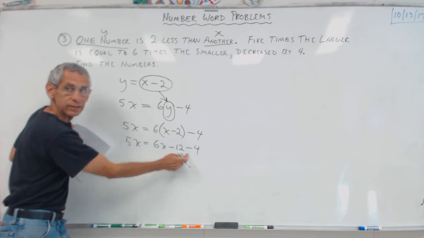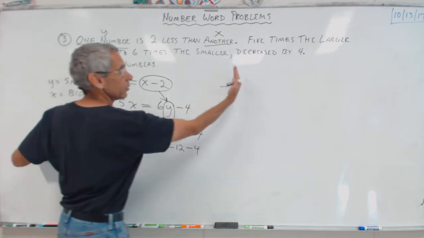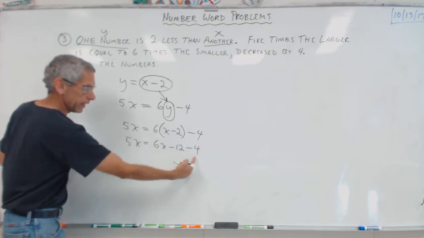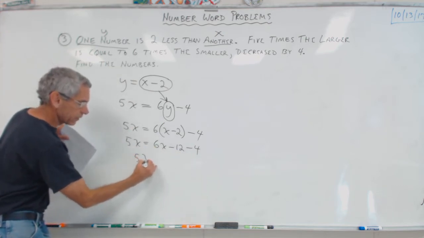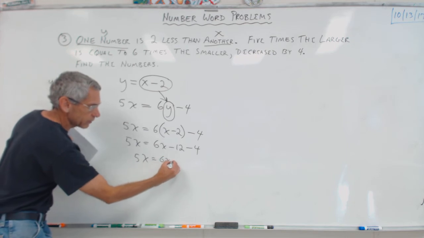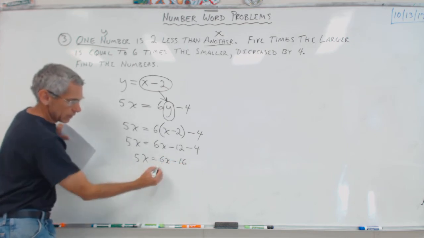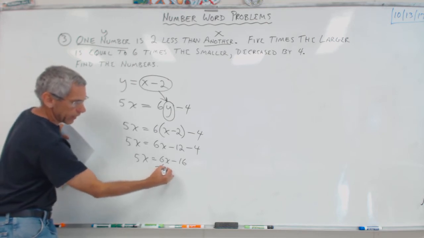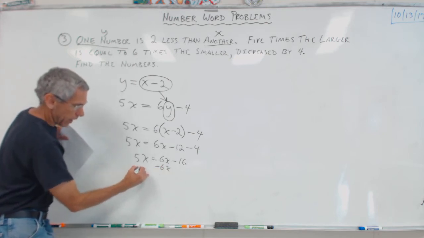If the signs are the same, you keep the sign. You go to the negative 12 and negative 4 more, so it's going to be negative 16. So 5x is equal to 6x minus 16. I'm going to subtract 6x.